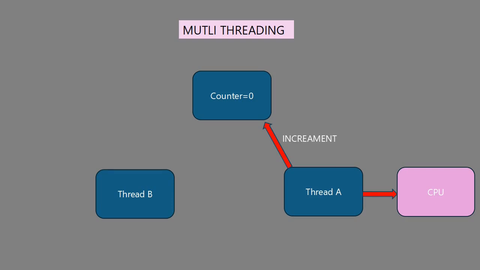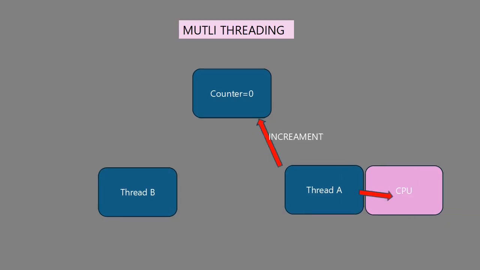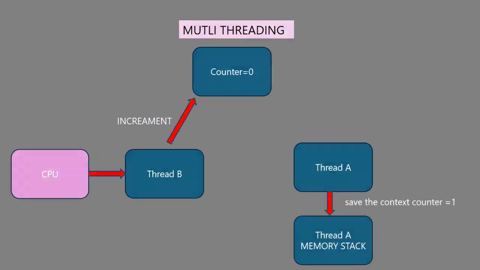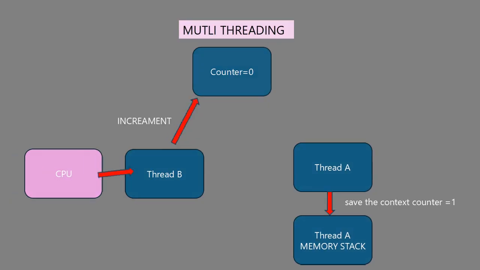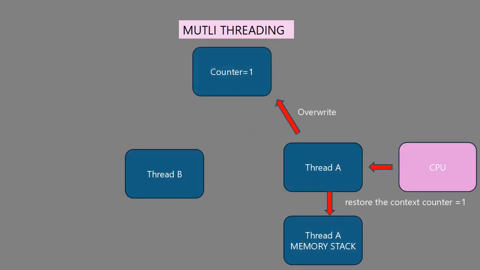It reads the value and adds 1, but before it can write the result back to memory, the CPU switches to thread B. Now, thread B also reads the same old value, adds 1, and writes it to memory. When thread A resumes, it completes its write, but now it overwrites what thread B just did. So, even though both threads executed the increment code, the counter only increases once.